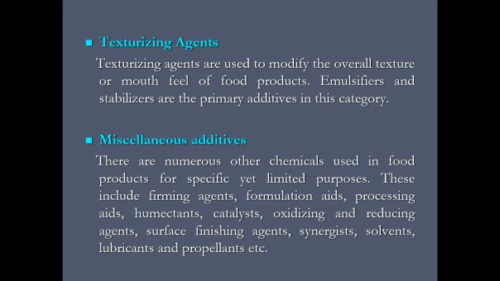Texturizing agents are used to modify the overall texture or mouthfeel of food products. Emulsifiers and stabilizers are the primary additives in this category. Emulsifiers and stabilizers prevent phase separation and help in the process of emulsification. Emulsification is where two immiscible substances are mixed together and held together through these emulsifiers.